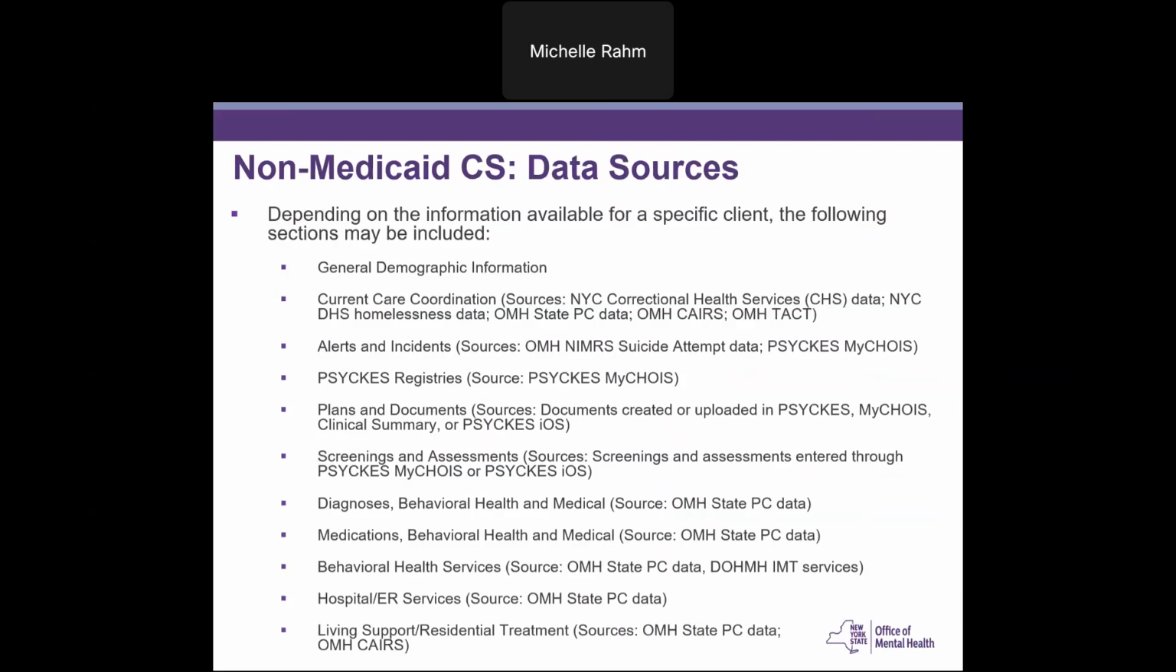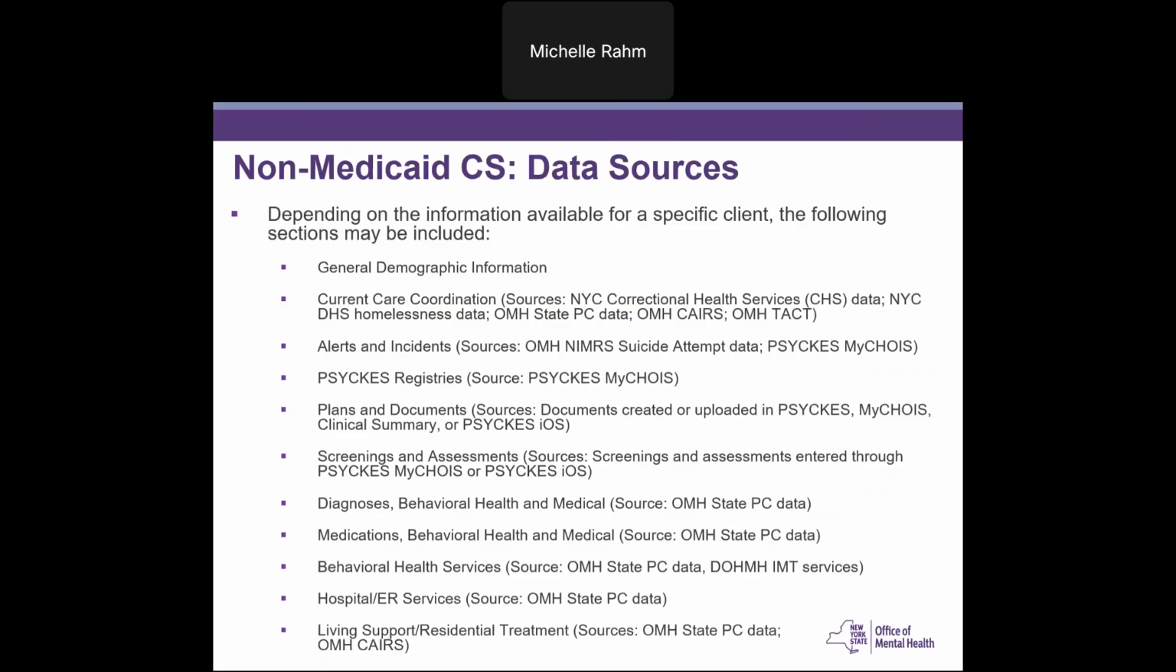So there's a few data sources pulling into the non-Medicaid clinical summary. We have general demographic information, current care coordination data being pulled in through state administrative databases. We have alerts and incidents. If they're on a registry, it would show in the non-Medicaid clinical summary. You have a plans and documents section for any documents created by or uploaded in PSYCKES My Choice, or from the PSYCKES clinical summary itself or through the iOS mobile app.